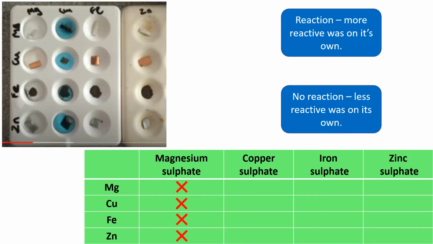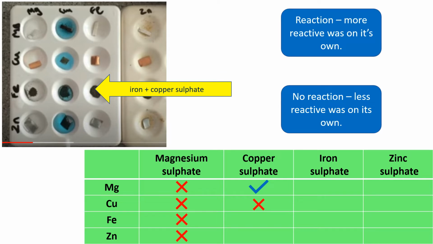Okay, then we move on to our second. You can see that lovely blue copper sulfate then. So here, magnesium plus copper sulfate. So is magnesium reactive enough to displace the copper? Well, I can kind of see there some bubbles. Yes, it is. This one here, I've got copper plus copper sulfate. Well, the same metal, so that's not going to do anything.